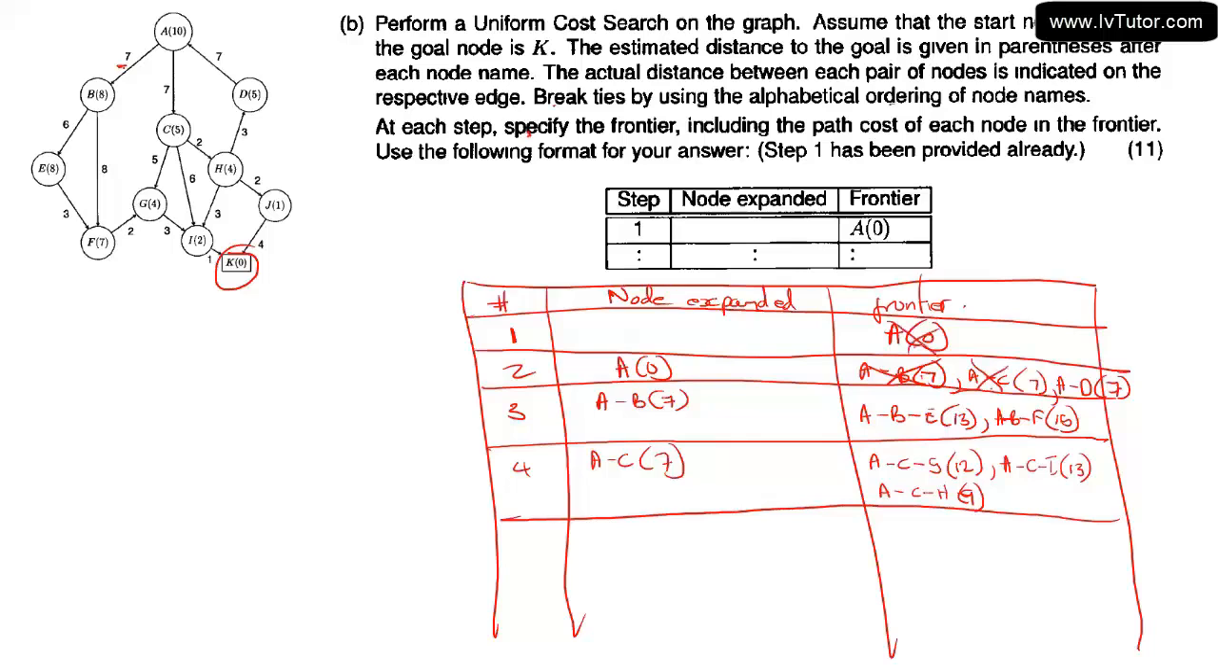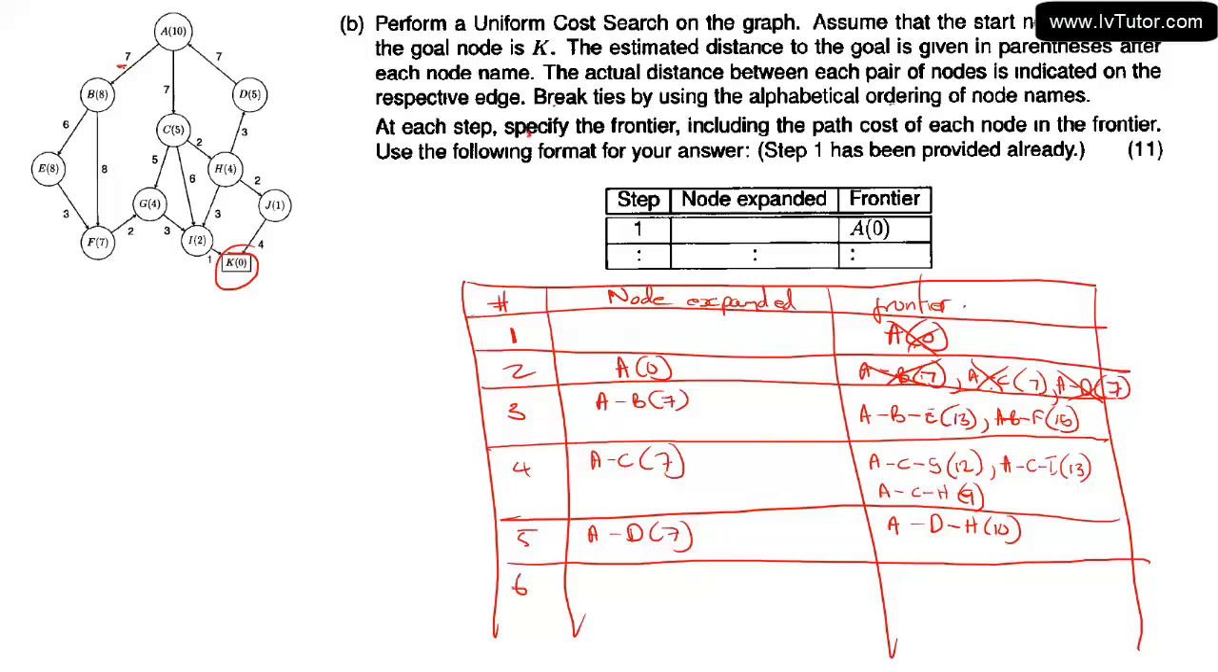We go to AD, which is 7. Number 5, we expand AD. After we expand AD, we're going to have ADH, which is going to be 10. And that's all. So which one is going to be expanded next? I've got 9 and I've got 10. So AD is done as well. So I've got 9, 10, 12, 13, 15.